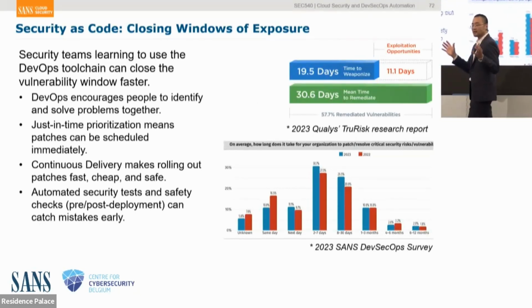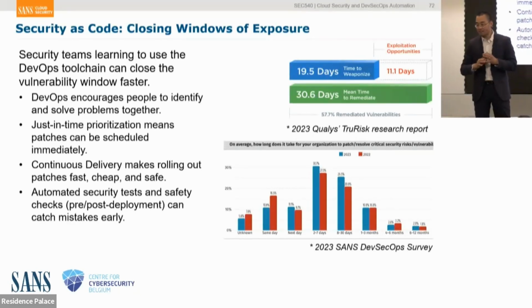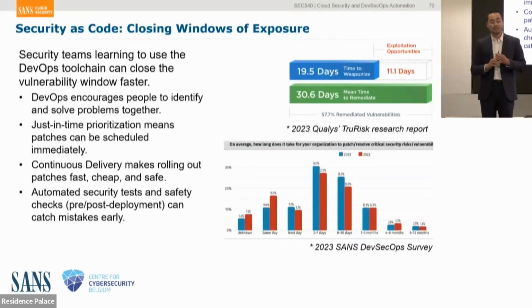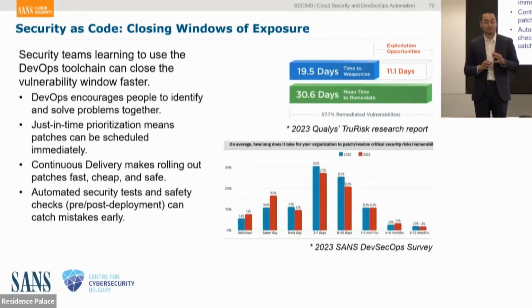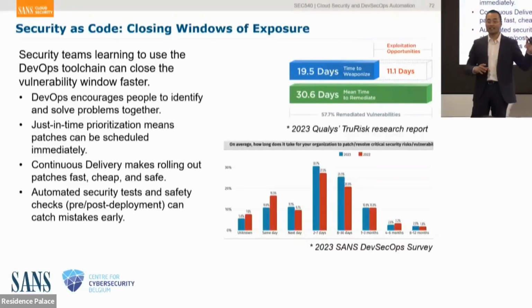Now, why are we talking about all of this? What is the big benefit for us in security? The main benefit of DevOps is closing the window of exposure, to eliminate the opportunity that an attacker has to potentially do something bad.